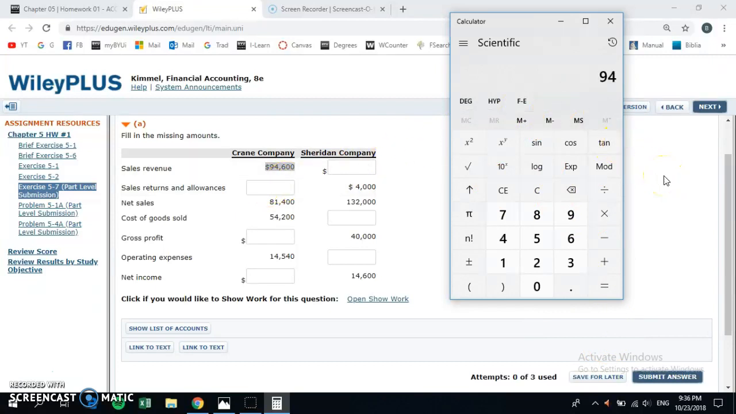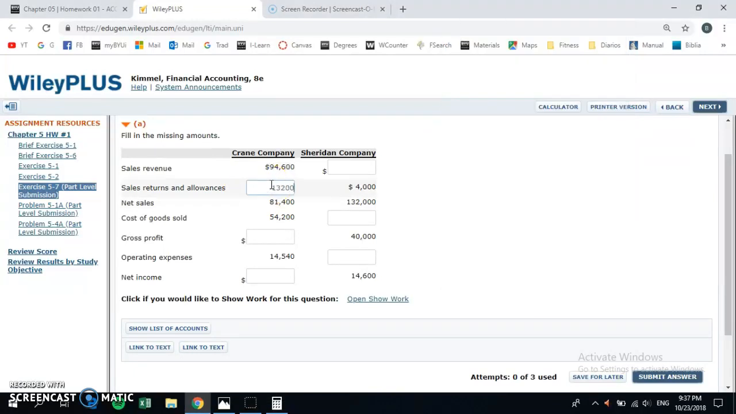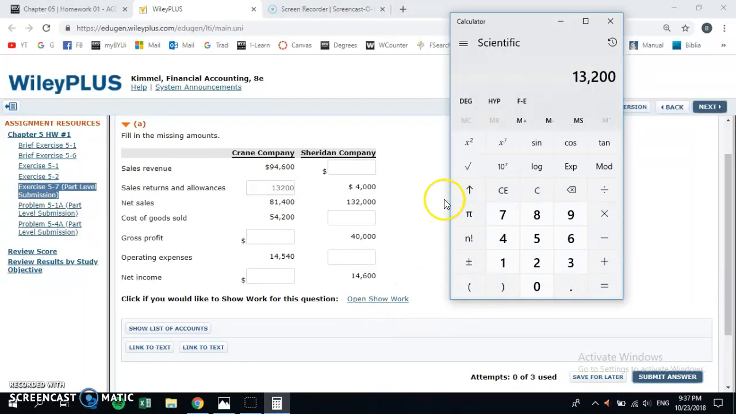Okay, so we're going to try to find this number. The way we do it is 94,600, just this number, minus the net sales, which is 81,400, equals 13,200. That's the way we do it. If you want to check it out, so that you see that you got it right: 94,600 minus 13,200 equals 81,400. I hope that's clear. We're not going to check each one of them because it will get boring.